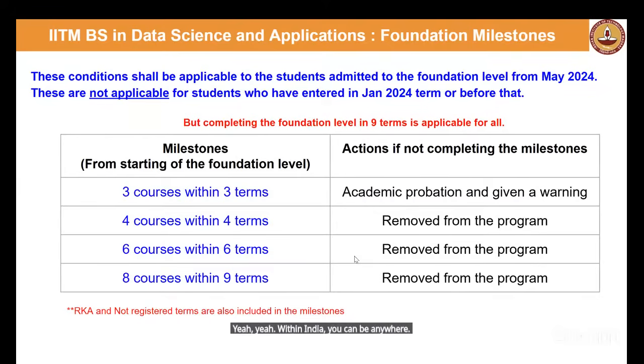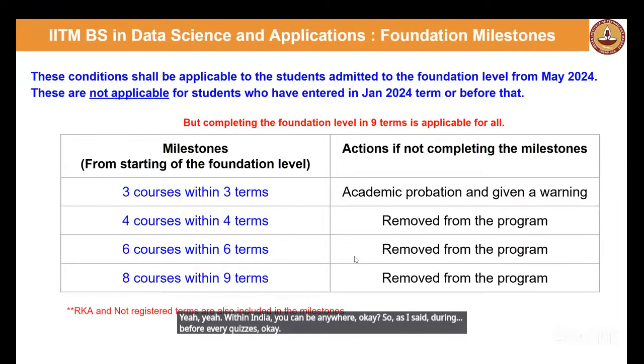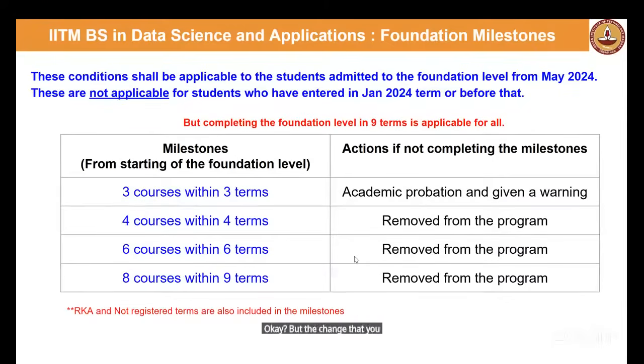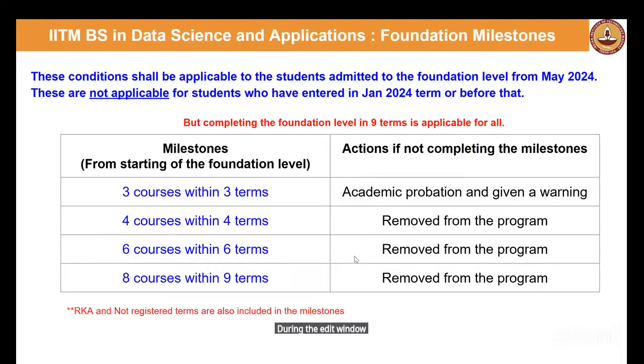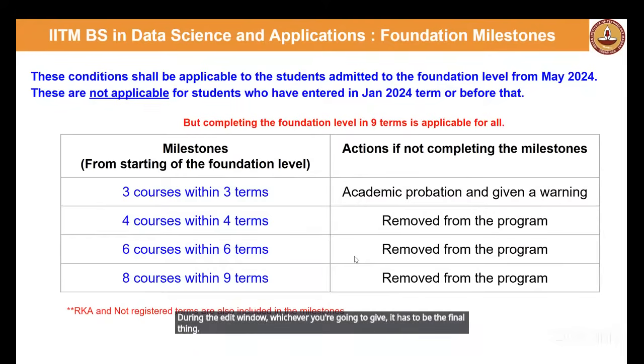As I said, before every quiz you will have this exam city edit option. You will be notified of that. During that window, you have an option to change the exam city that you selected during registration. But the change that you make should be final. For instance, say during registration you selected Pune as your exam city preference one, and during the edit window you select Delhi, then stick to Delhi itself. Don't have the vice versa things or final-moment cancellations. Whichever city you give during the edit window has to be final. Okay, ma'am.